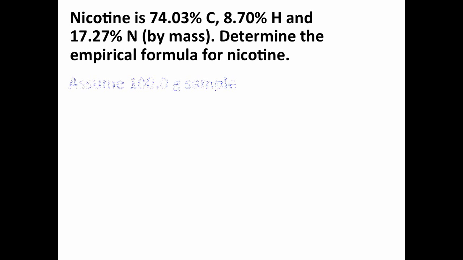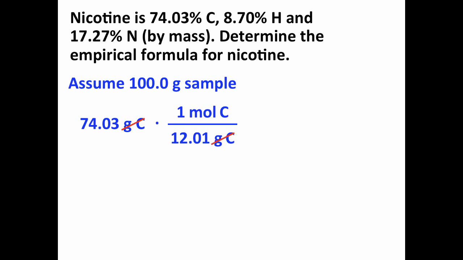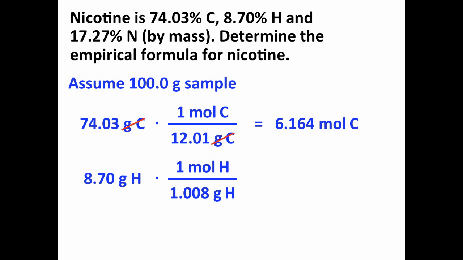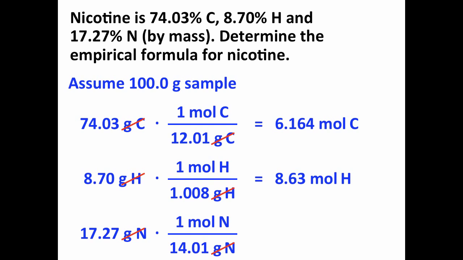But let's do the problem. And as we've seen before, best thing to do is to assume a 100-gram sample, which means the mass of carbon is about 74 grams, and we can convert that to moles. Mass of hydrogen is about 8.7 grams, and we can convert that to moles. And the mass of nitrogen is about 17 grams, and we can convert that to moles. Now notice we have moles of 3 different elements this time. And we again would like to find the simplest whole number ratio. That's what's going to give us the empirical formula.